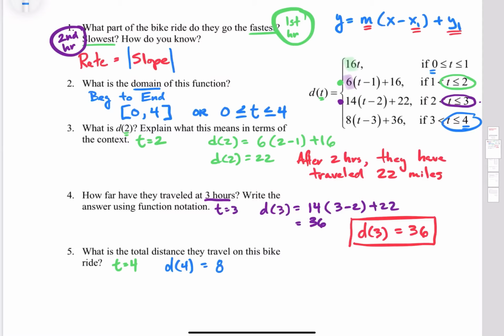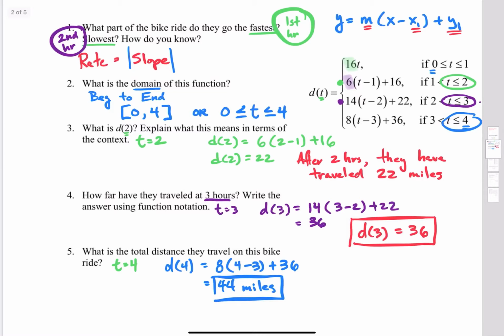So 8 times (t minus 3) plus 36, and in this case t is 4. Oops, don't close that parentheses yet. We have 4 minus 3 plus 36. Okay, so now I have my equation and I'm just going to solve it. Well, 4 minus 3 is 1, 8 times 1 is 8, and 8 plus 36 is going to give me 44 miles. So they traveled a total of 44 miles throughout their 4-hour bike ride.